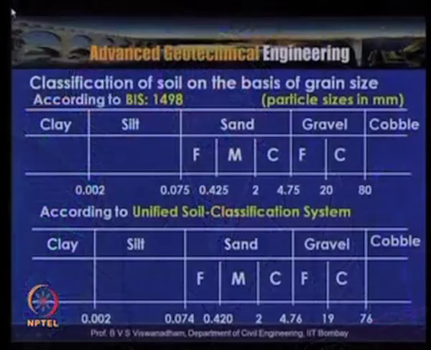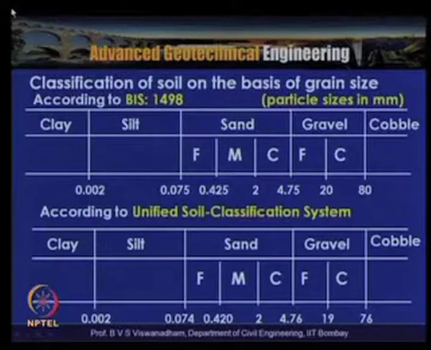So, the classification of the soil can also be done on the basis of grain size. In the previous lectures, we have discussed that soil which is less than 4.75 mm is called sand, silt and clay, and the ones greater than 4.75 and less than 20 mm are called gravel, and above that, 20 to 80 mm and then more than 80 mm, cobble. Here the classification of soil on the basis of grain size according to Bureau of Indian Standards 1498 is shown, and the particle sizes indicated here are in millimeters.